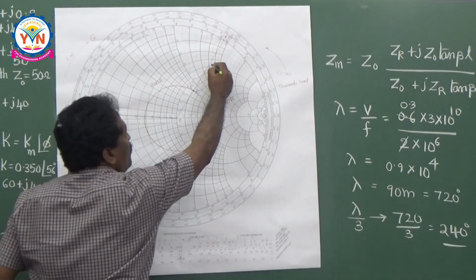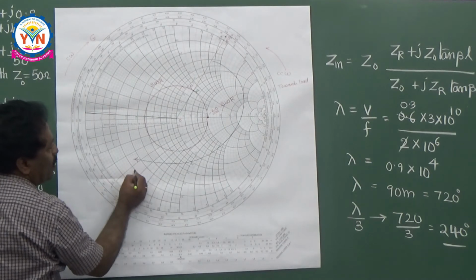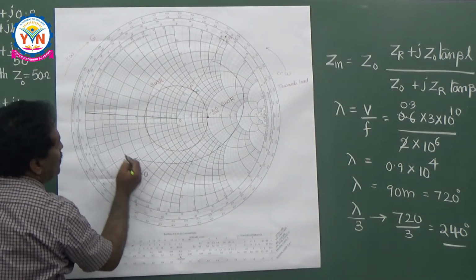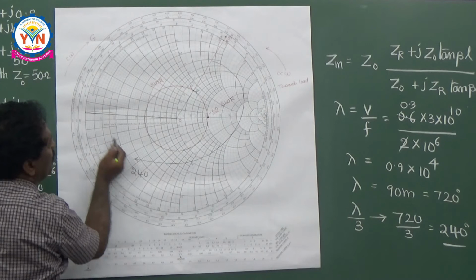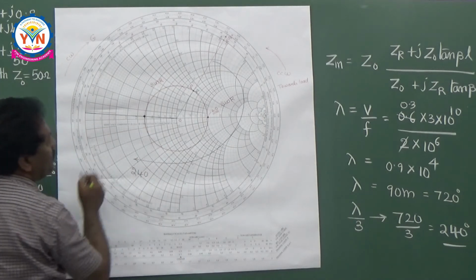From here you are moving in the clockwise direction like this. How many degrees have you moved? 240 degrees. And that is the reason you are getting this point. Now identify this intersection here. This is the intersection point.